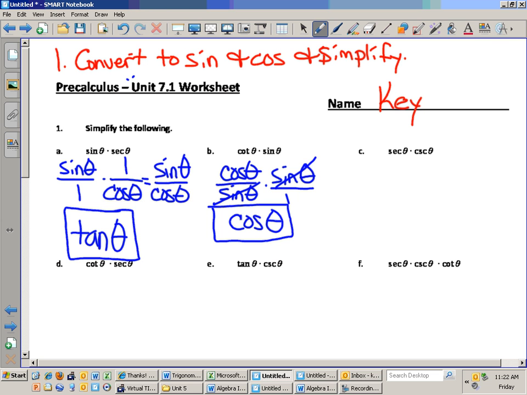How's about secant? 1 over cosine of theta. Cosecant. 1 over sine of theta. Does anything happen there? Nope. It's already simplified.